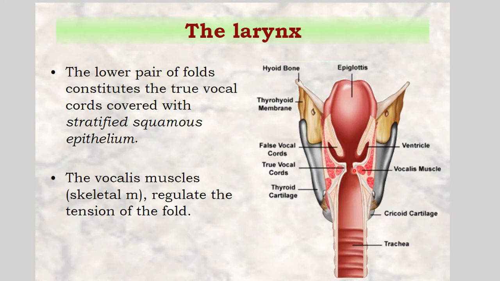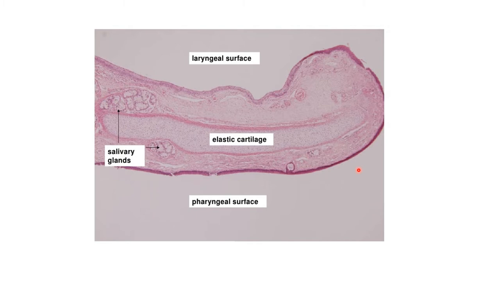Then the lower part is covered with the stratified squamous epithelium. These are the lower folds which are covered with the stratified squamous epithelium, also known as true vocal cords. And here we have the vocalis muscle to regulate the tension of the fold. Like when we speak, when we shout, when we cry, there is tension in the muscle which is created by this vocalis muscle. So here what is important for you is the epiglottis under the microscope. This is the laryngeal surface.